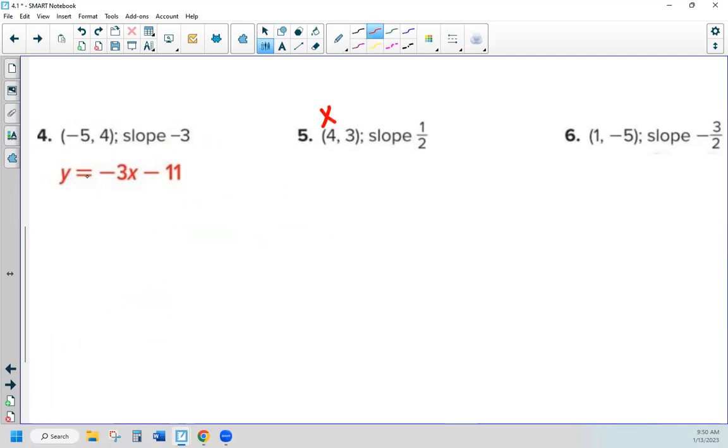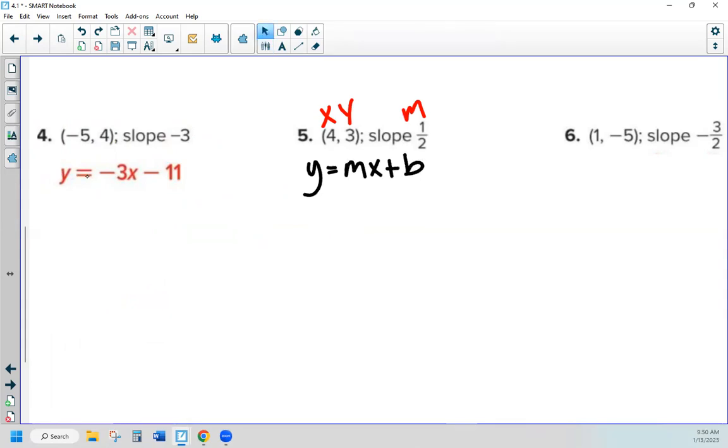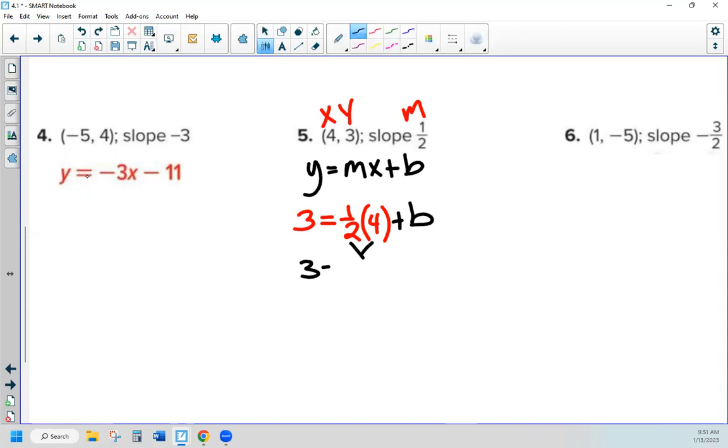All right, moving on. X, y, slope of 1/2. Y equals mx plus b. What do we have? We have y as 3. We have the slope of 1/2, and we have x as 4. We have b as unknown. All right, let's go ahead and math. 1/2 of 4 is 2. So we have 2 right here, plus b. We take 2 to the other side by subtraction.